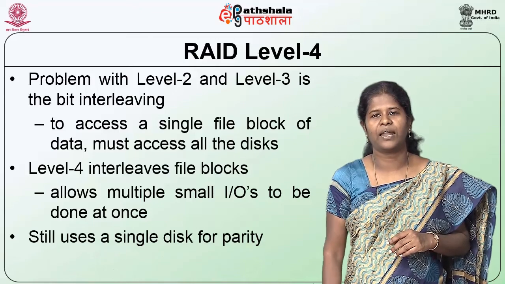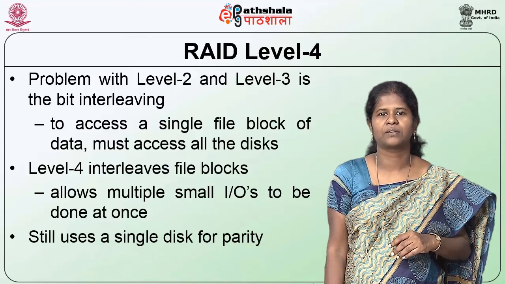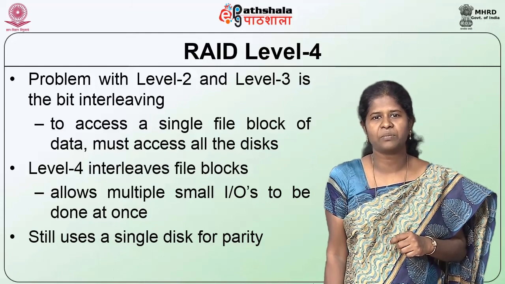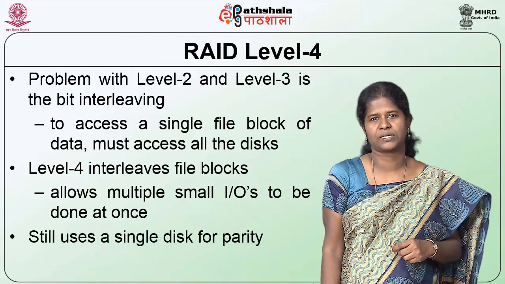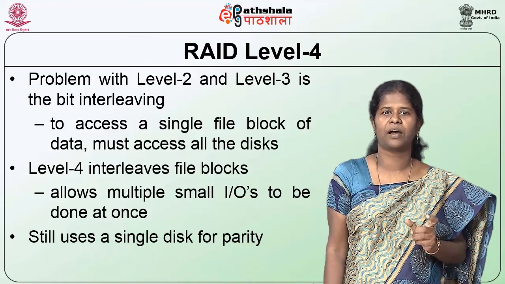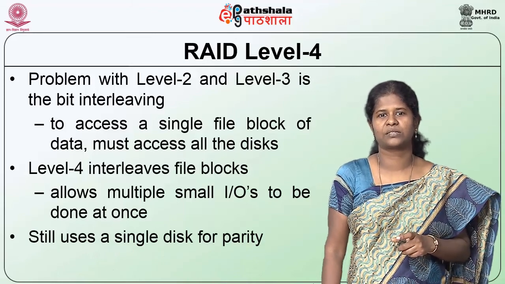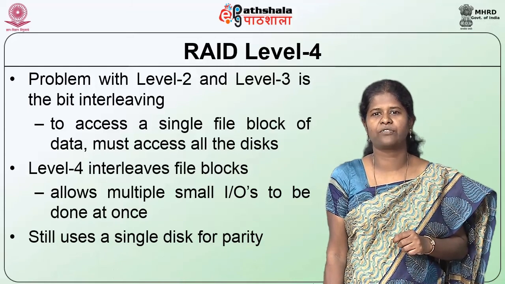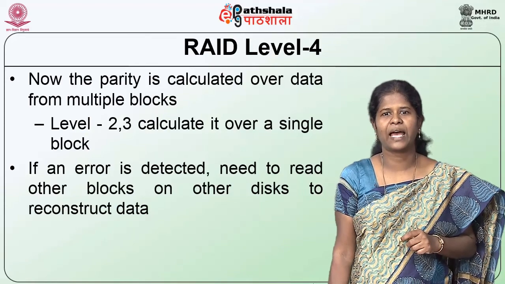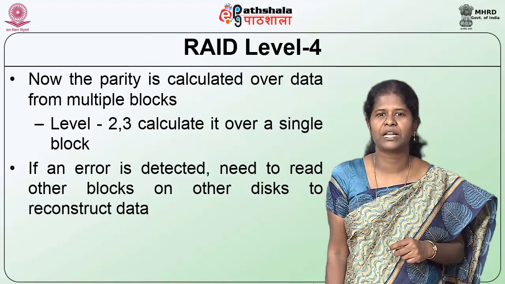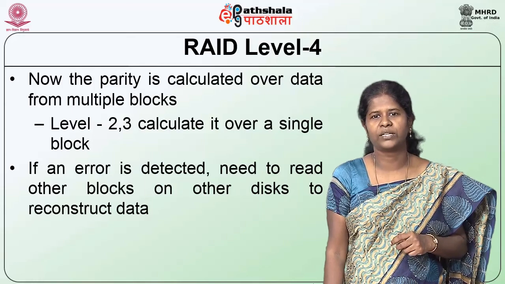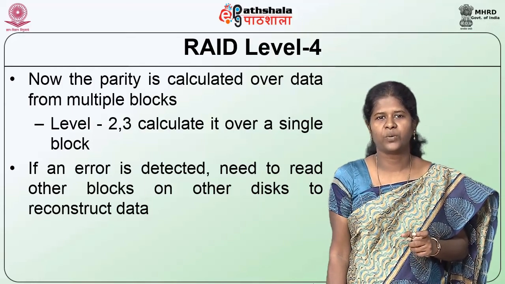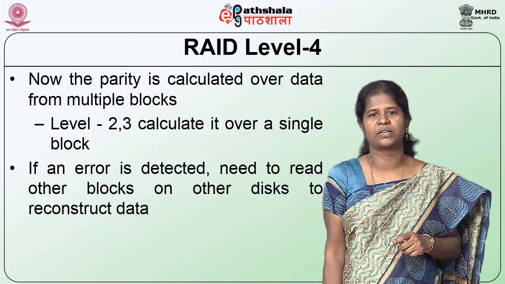And the problem with level 2 and level 3 is bit interleaving. So, to access a single file block of data, we must access all the disks. So, even for a single byte, single block, you need to access all the disks. So, level 4 interleaves file blocks. So, it uses a single disk for parity. So, now the parity is calculated over data from multiple blocks. In the case of level 2 and 3, you can calculate it only over a single block. So, if an error is detected, you need to read the other blocks and other disks to reconstruct the data.